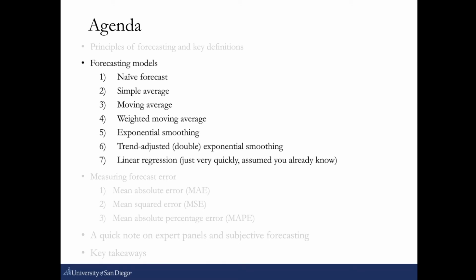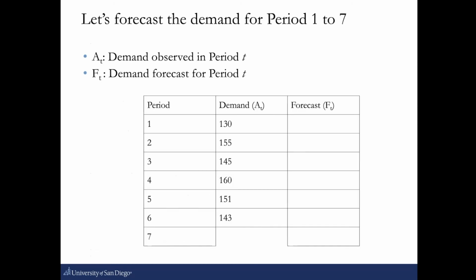So let's go into introducing to you the 7 basic forecasting models. They are generally in order of complexity. I will cover linear regression very quickly, assuming that this has been introduced to you in previous statistics or econ classes. So I assume that you already know this, and I'll spend more time to cover the first 6 forecasting models. To do that, let's introduce to you some key notations.